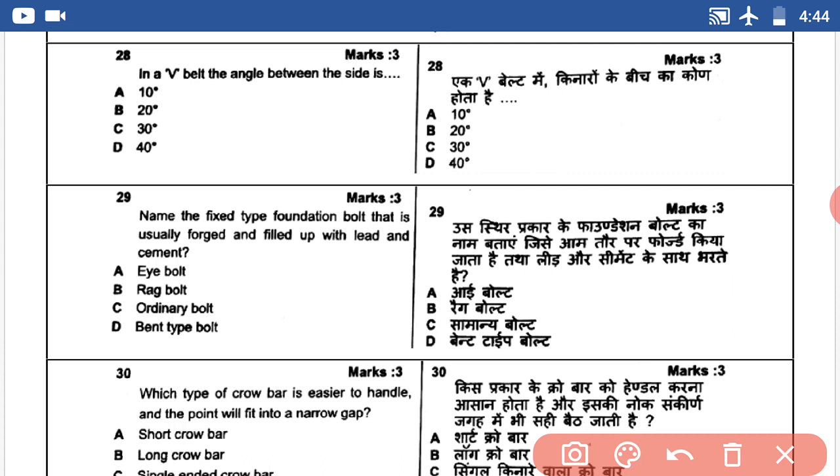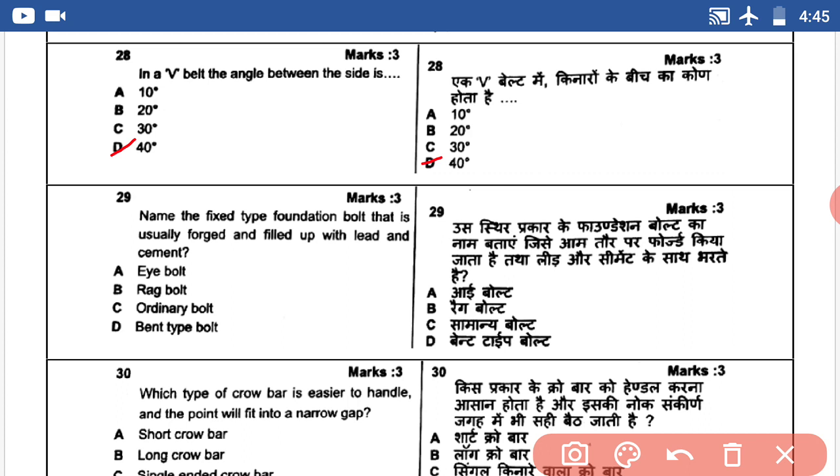In a V belt, the angle between the sides is dash. This question's answer is 40 degrees. Answer D, 40 degrees.